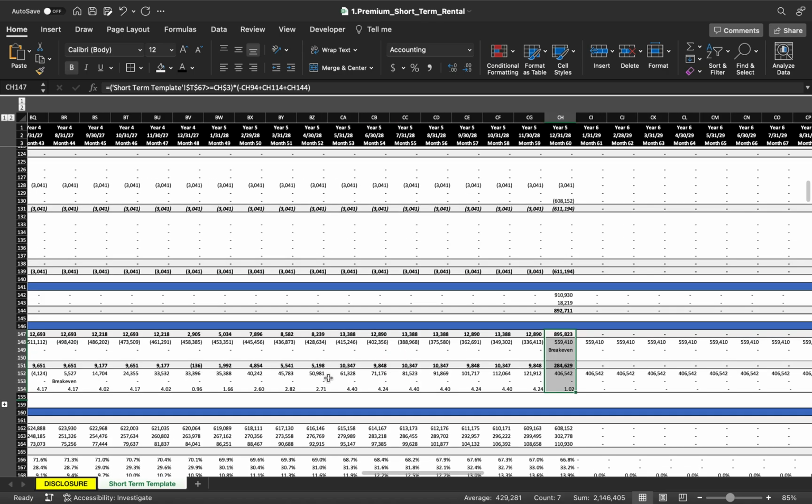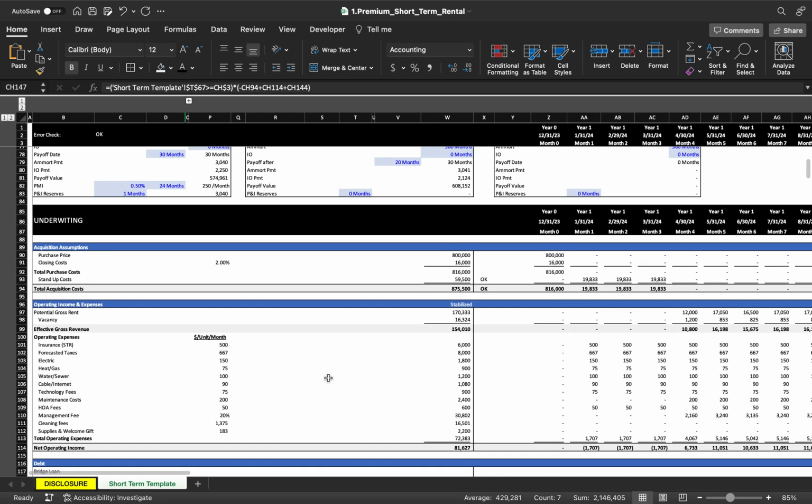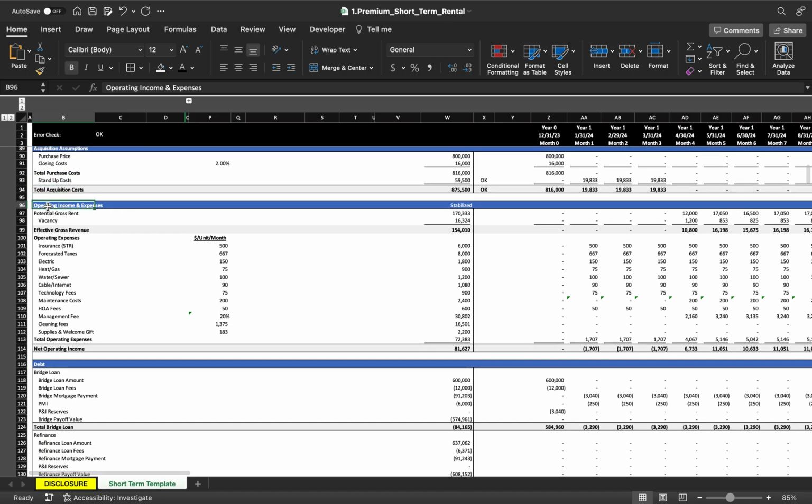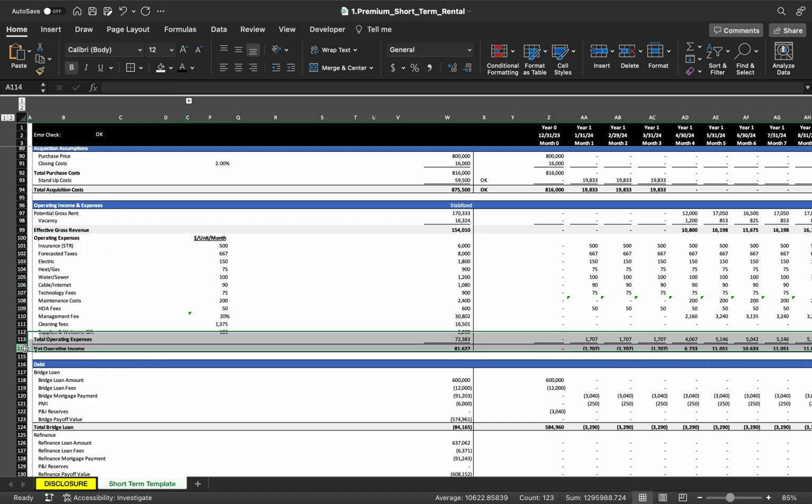Actually, let me break that down really quickly. In the cash flow section, we have it separated into different categories. So the first box is acquisition assumptions. The second is the operating statement. So acquisition, it's pretty much your cost to get up and running: purchase price, closing costs, and then stand-up costs. Then you have your total acquisition costs. Then you have your operating statement. So you have your income, and then underneath you have your expenses, and then you have your net operating income down here.